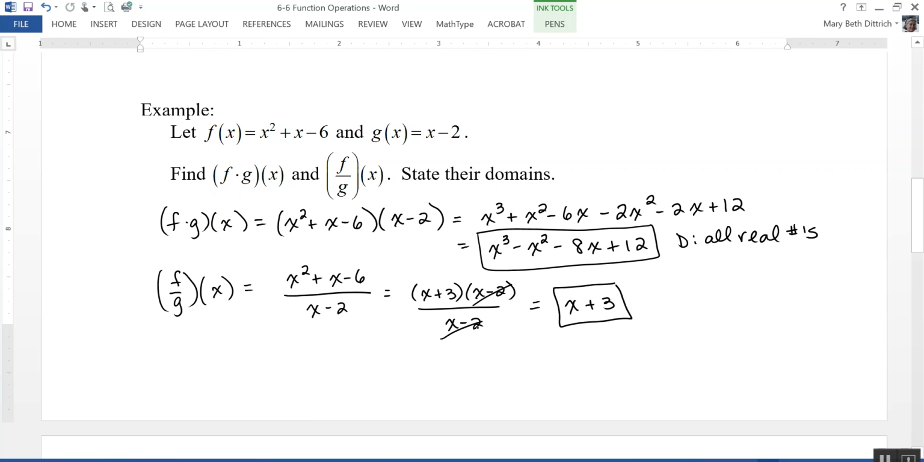But even though I canceled out this x minus 2, I still need to take into account that when I did do f divided by g, x cannot equal 2, because if x is 2, then the denominator is 0, so my domain is really all real numbers except x cannot equal 2.